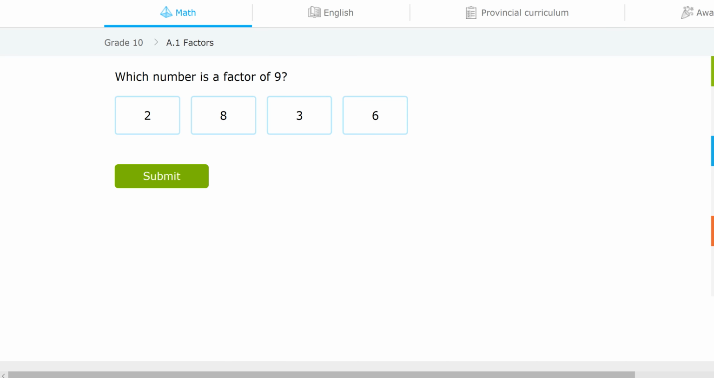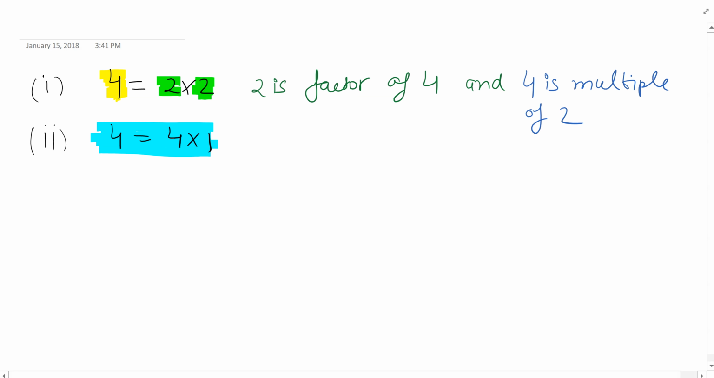9's factor. Well, 3 times 3 is 9. That's right. So you're going to go for 3. Yes, that's right. We know that 9 equals 3 times 3. That means if you add 3 many times, you get 9. That's the meaning of multiplication. Anyways, 3 times 3 is 9.